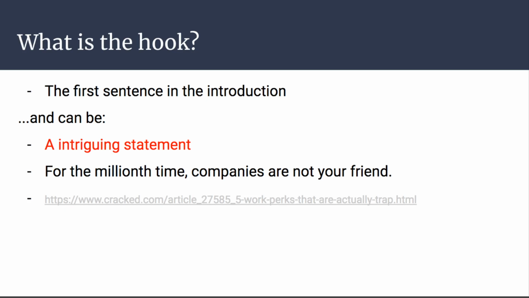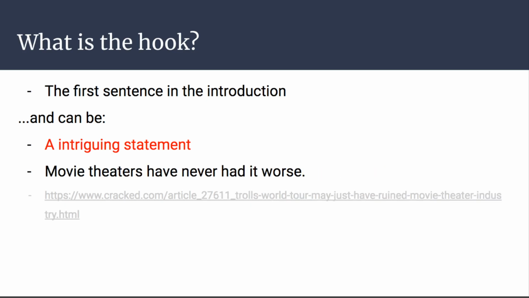So next, also from Cracked, "movie theaters have never had it worse." Well, this is a good example that thesis statements don't need to be really long if they're making a strong statement. Movie theaters have never had it worse. Again, it's making a very strong statement. Never had it worse, meaning we are in the worst of times. So again, a hook does not have to be long. It just needs to have impact.